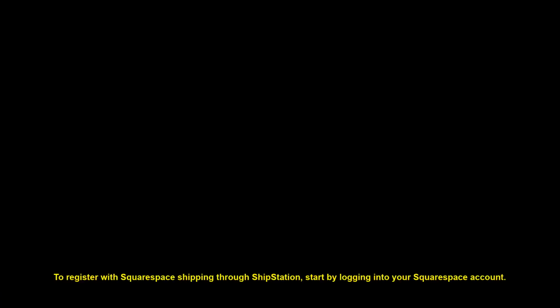To register with Squarespace shipping through ShipStation, start by logging into your Squarespace account. Navigate to the Commerce section in the main menu. Select the shipping option from the submenu. Click on the Connect to Shipping Provider button. Choose ShipStation from the list of shipping providers.